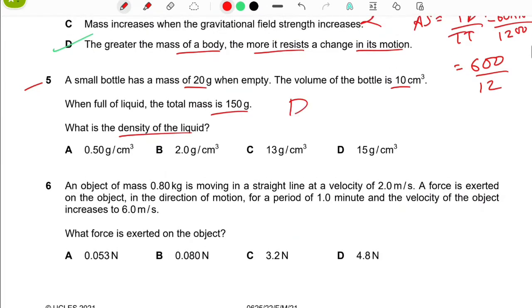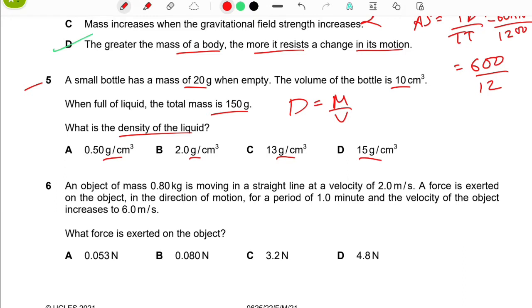First of all, whatever they are asking, just write that formula so there is a clear thought in your mind how you are going to proceed with the question. So density is equal to mass upon volume, and check the options, they are in gram per centimeter cube. We also have to make sure that everything is in the same unit, and luckily they have given us everything in gram and centimeter cube.